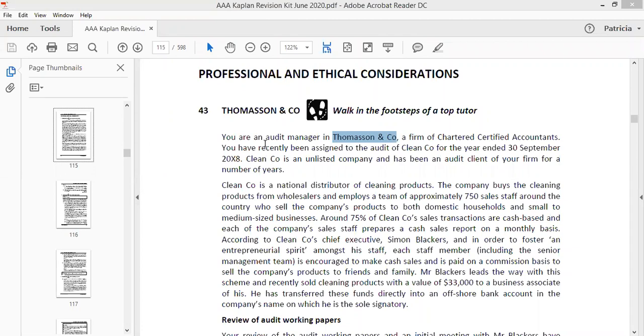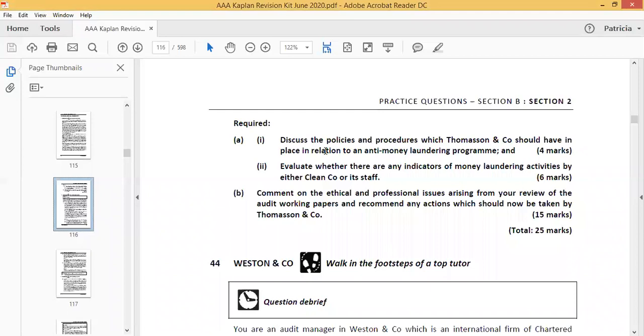So Thomasson and Company is a December 2018 paper, and we're going to discuss it in the exam paper for advanced audit and assurance. In this question, we have to first of all note down what the question requirements are. If we go to the question requirements, we find that it's in two parts.